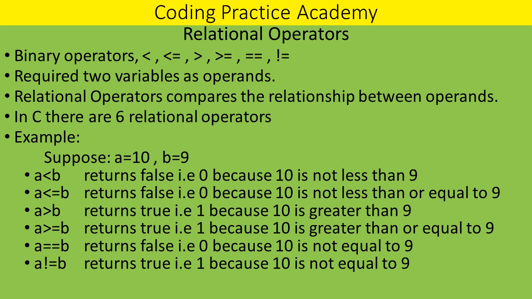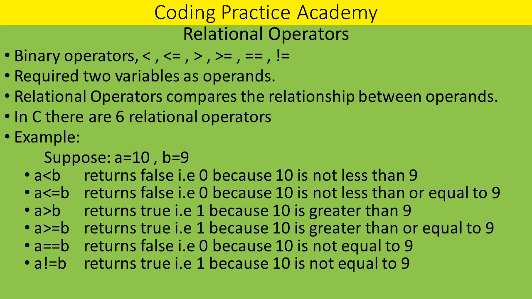Today we learn relational operators. It is a binary type operator. That means this operator requires two operands to perform its task. The symbols associated with relational operators are: is less than, or equals to. Remember, the or is a typical term.